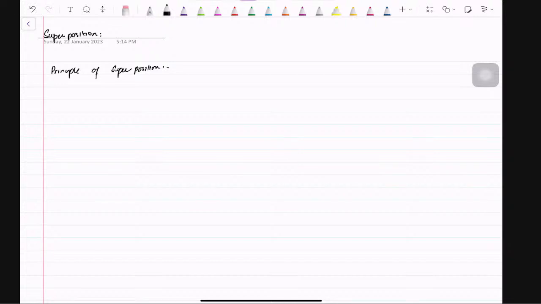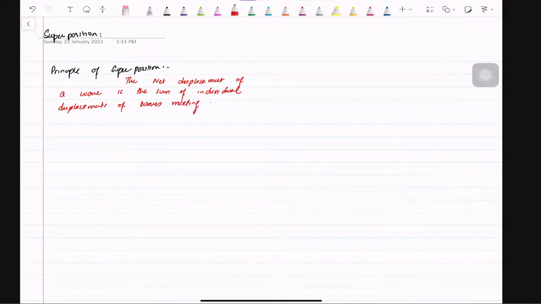Principle of superposition means that the net displacement of a wave is the sum of individual displacements of waves meeting at a point. Is that clear?